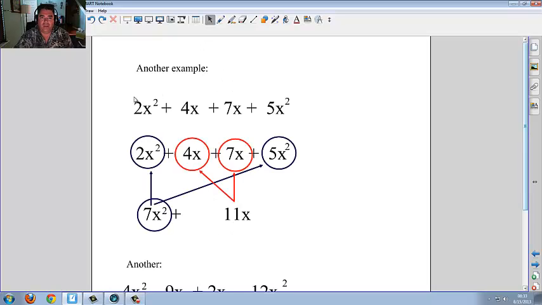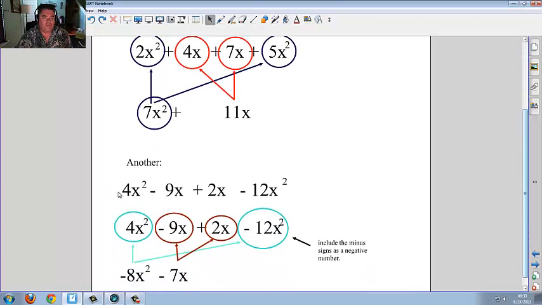Another example, 2x squared plus 4x plus 7x plus 5x squared. 2x squared plus 5x squared makes 7x squared. 4x plus 7x makes 11x. These two stay separate because one of them has an x squared, the other has simply an x. X squared and x are not the same variable because one is an x and one is an x times another x, so they're completely different.